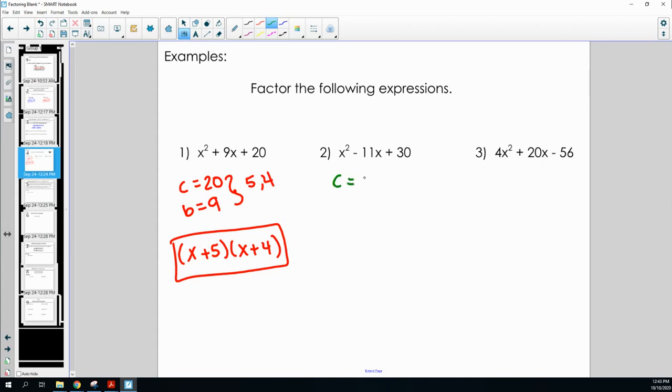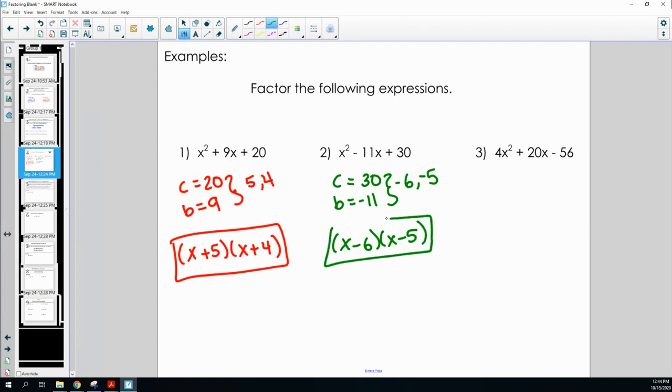Number 2, okay, a again is 1, so what I'm going to do is look at my c term. C is equal to 30, and b is equal to negative 11. Two numbers that are going to multiply to 30 and add to negative 11. So I'm going to be using negative 6 and negative 5. So negative 6 plus negative 5 is negative 11. Negative 6 times negative 5 is positive 30. So I can just write this as x minus 6 and x minus 5. And again, we can always check our answer by FOILing and seeing if we get the original expression.